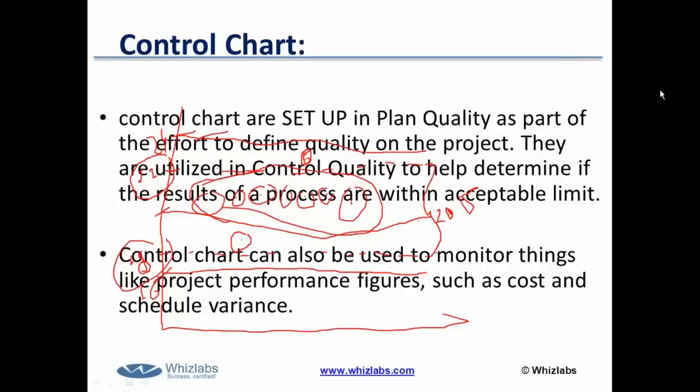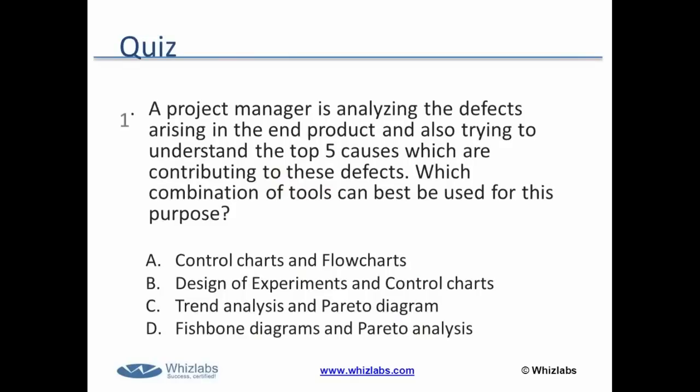Okay, here is my question about quality. I would just ask you to mention your A, B, C, D in your chat panel. A project manager is analyzing the defects arising in the end product and also trying to understand the top 5 causes which are contributing to these defects. Which combination of tools can best be used for this purpose?